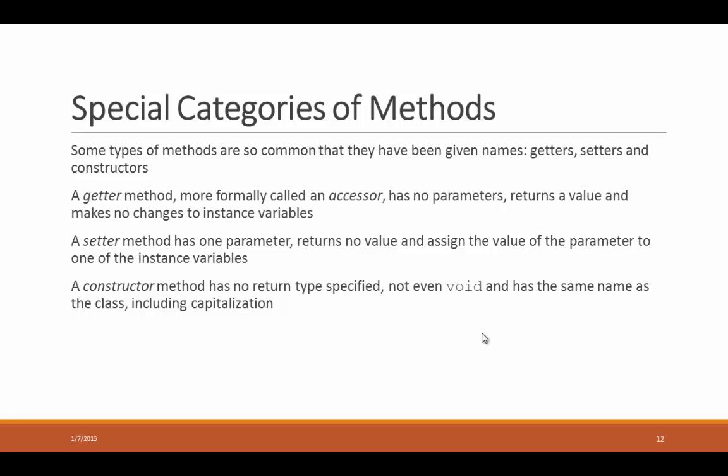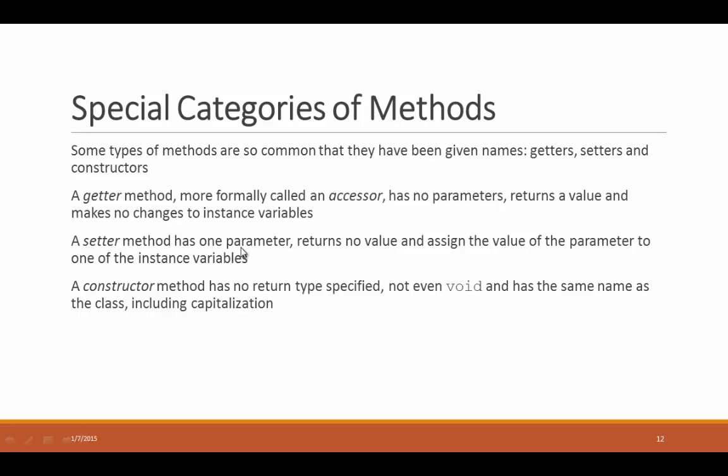There are some methods that have special names. We're going to see examples of these. A getter method, more formally called an accessor, but I'm always going to call it a getter, doesn't have any parameters and always returns a value. That's all it does. It makes no change to this object, it just gives you a value. Typically it's going to get you the value of an instance variable, but there are other uses for it too.